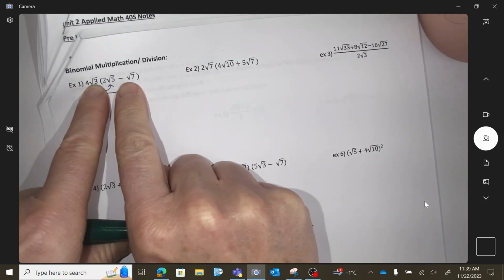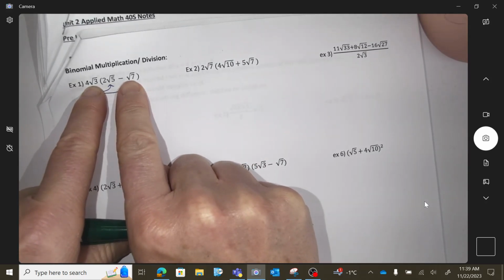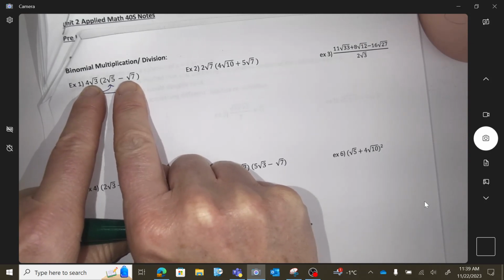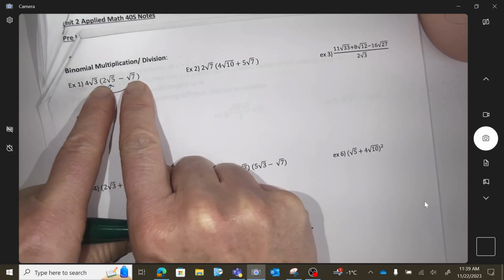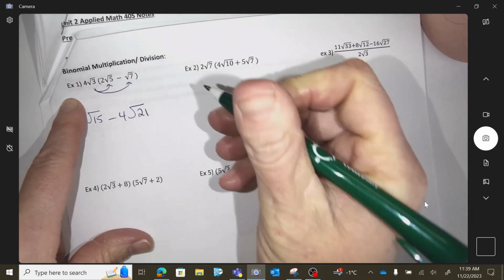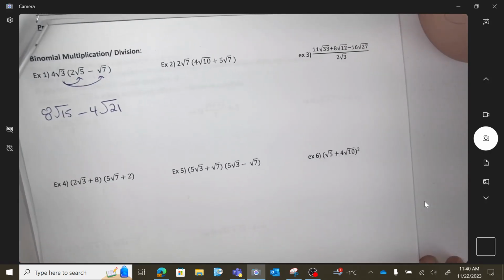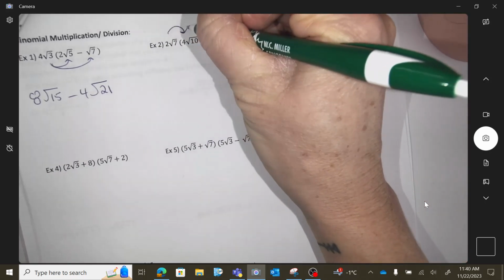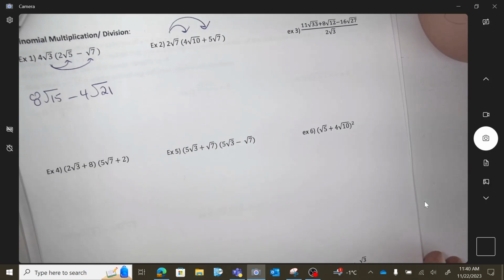Okay, now I'm on to this set. What's in front? What's the radical? Minus 4 root 21. Okay, number 2, without me. Go. You can do it. That and that.